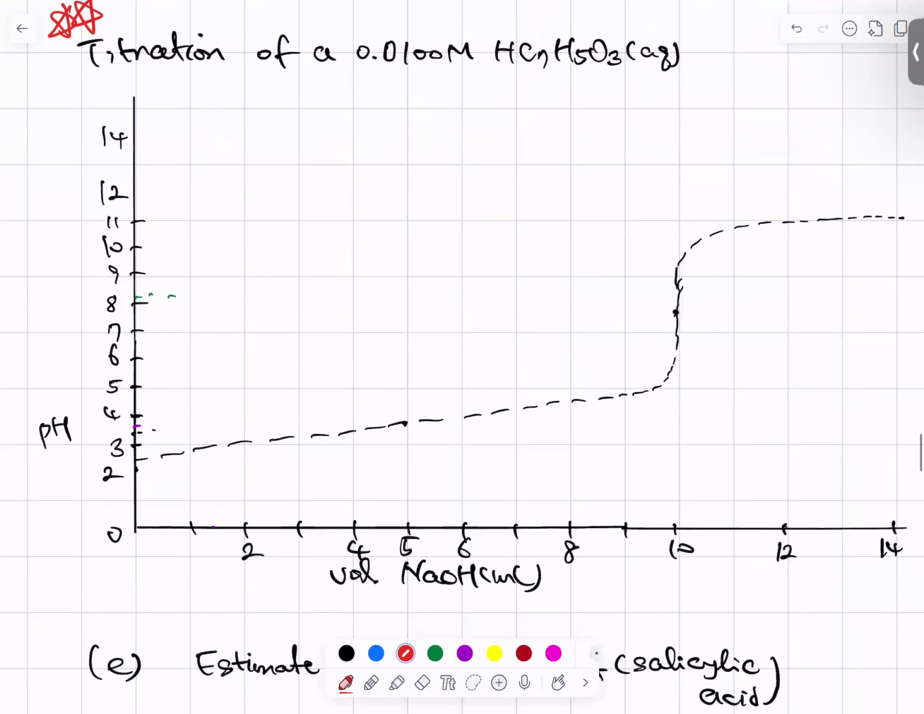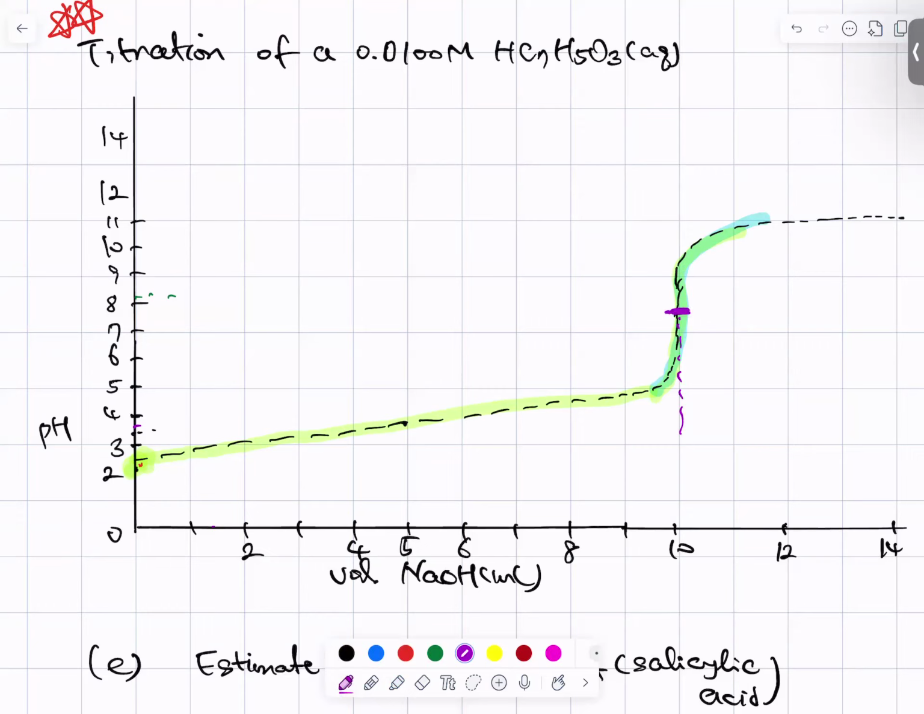So we need to first determine the equivalence point. Okay, equivalence point. Here, initially the pH value was low, and then as you add sodium hydroxide more, the pH is slowly increasing, and suddenly it is jumping to a high pH region, and approximately the middle value of that jump is the equivalence point.